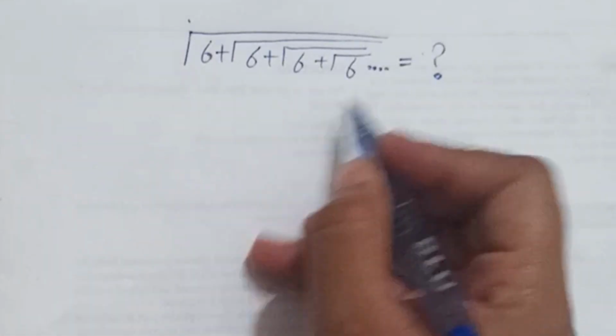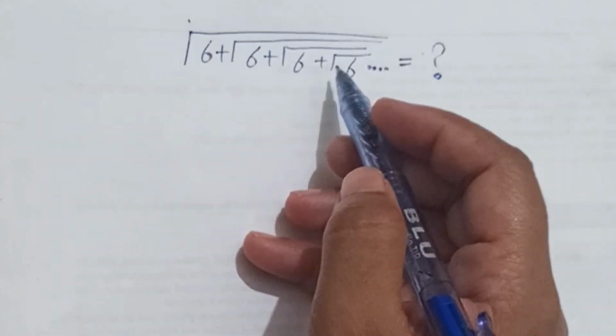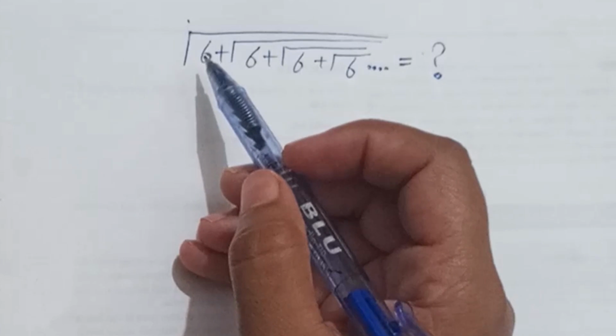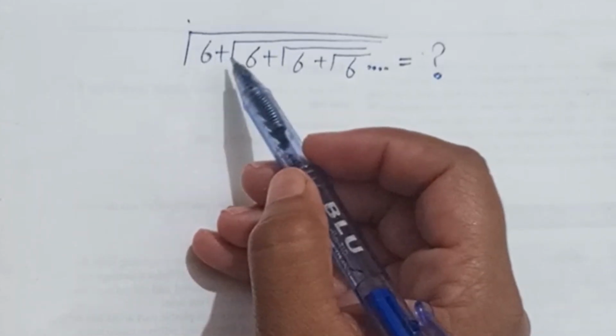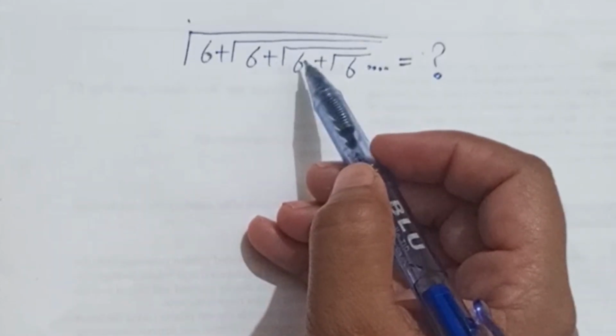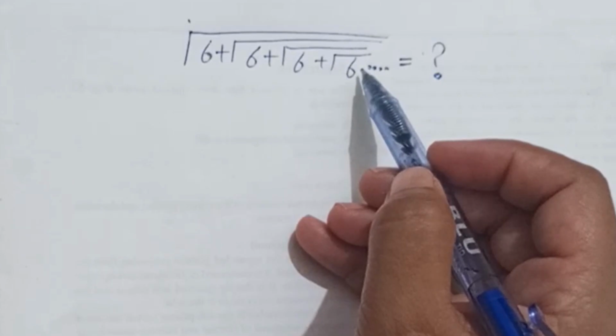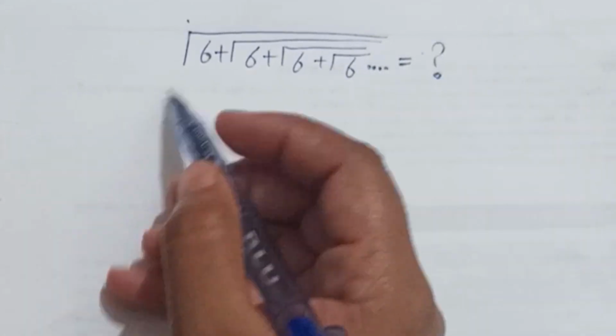Hello, good day everyone. Let's try to solve this radical problem. In this problem, we have the square root of 6 plus the square root of 6 plus the square root of 6 plus the square root of 6, up to infinity. So let's start.